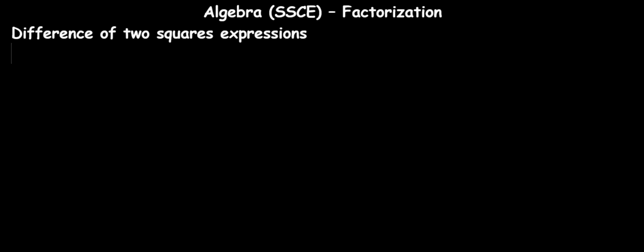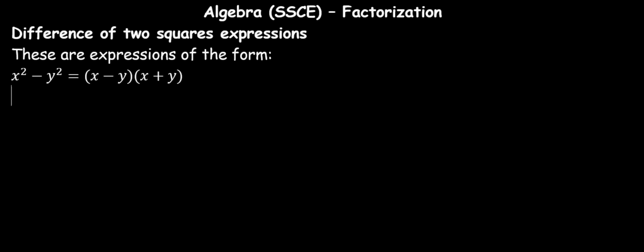Today we'll be continuing with our factorization, which is a subtopic. Under that subtopic, we'll be taking difference of two squares expressions. These are expressions of the form x squared minus y squared equals (x minus y) into another bracket, (x plus y).